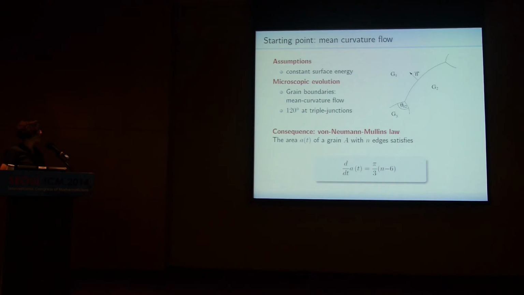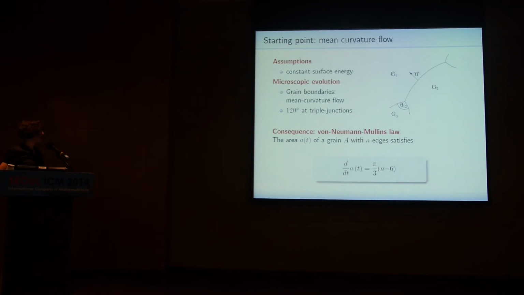But we need an assumption. We need the assumption that all the interfaces carry the same surface energy. So surface energy is constant, which is certainly not realistic in real polycrystalline material. But okay, let's assume that. Then each of the boundaries moves according to the mean curvature flow.